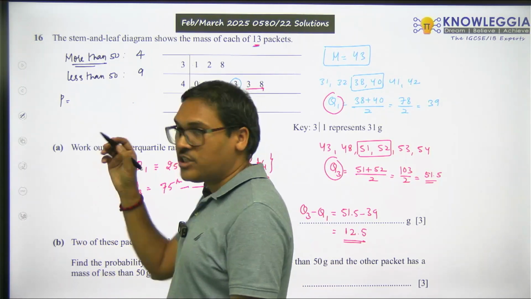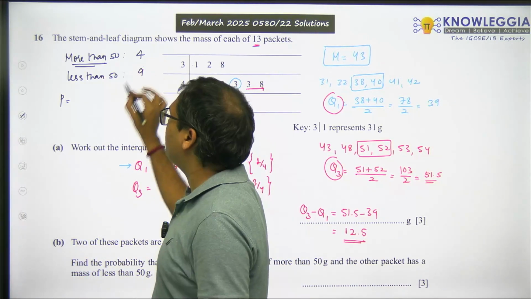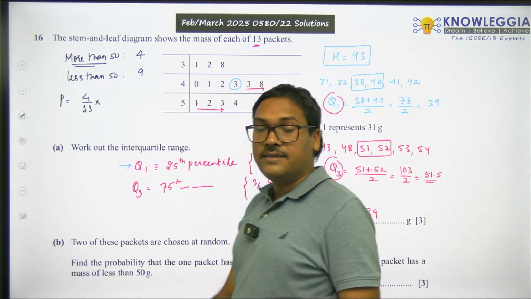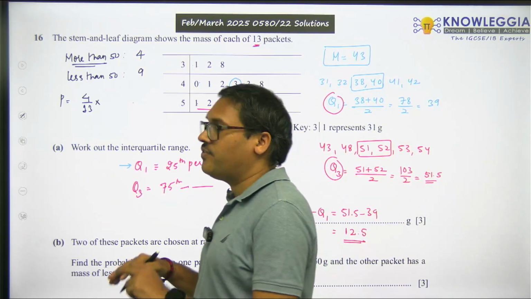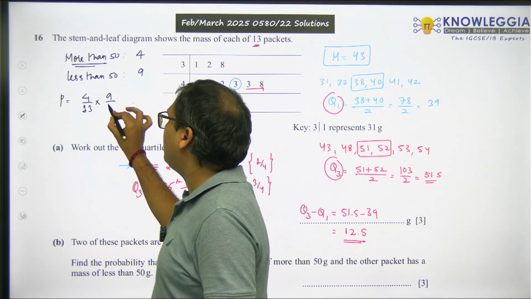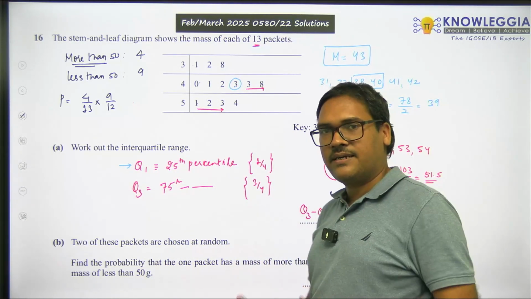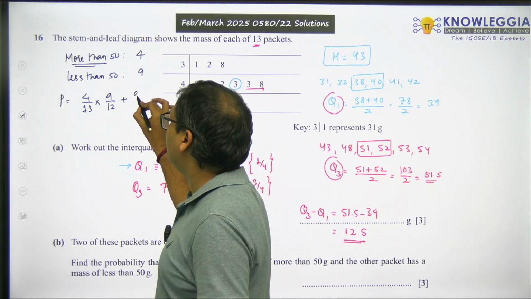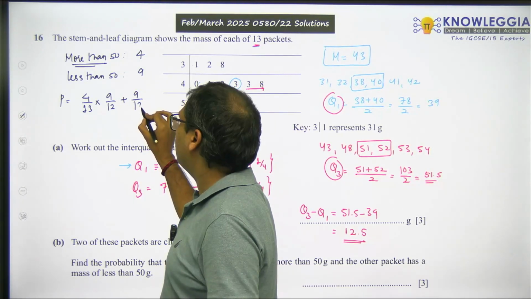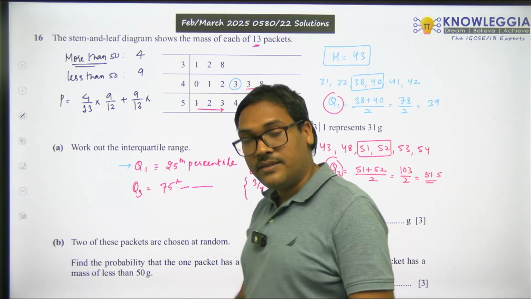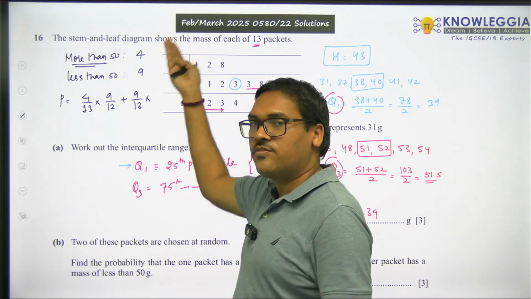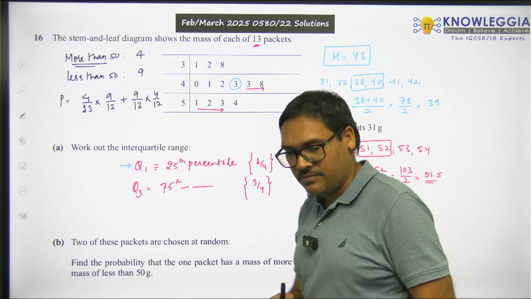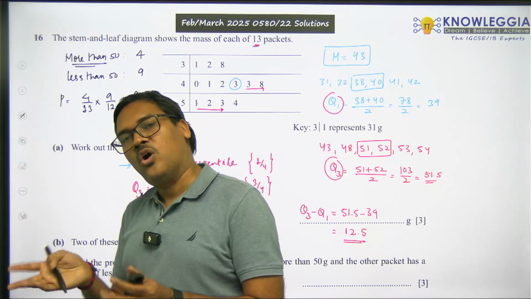So we can have the first packet with mass more than 50. So what is the probability? 4 by 13. And the second packet has mass less than 50. So that will be 9 by 12. Now this is clear. We have selected one and then we are selecting the second. Or otherwise, the first has mass less than 50, that is 9 by 13. And the second packet has mass more than 50, which is 4 by 12. I hope this is clear. First less than 50, second greater than 50, or vice versa.